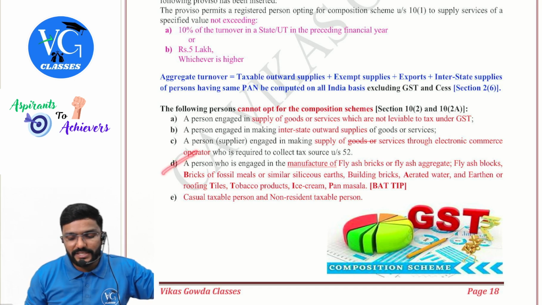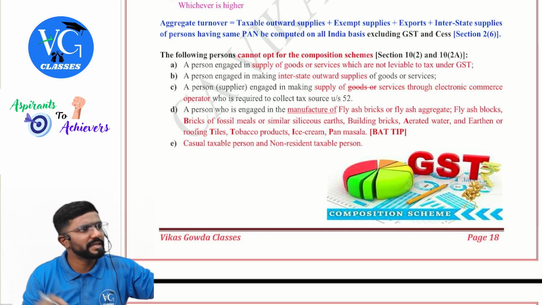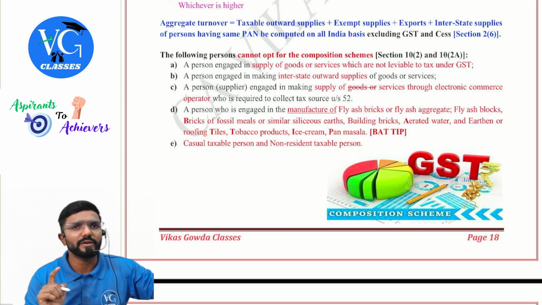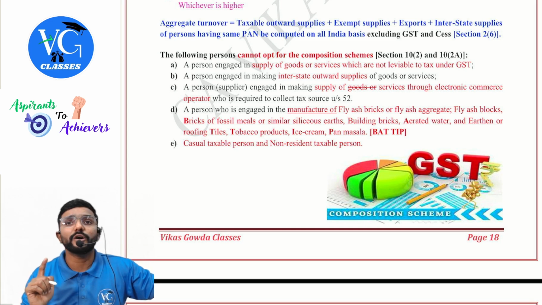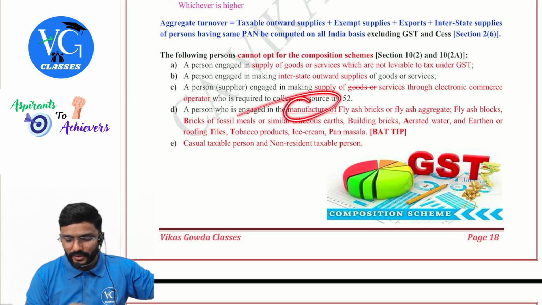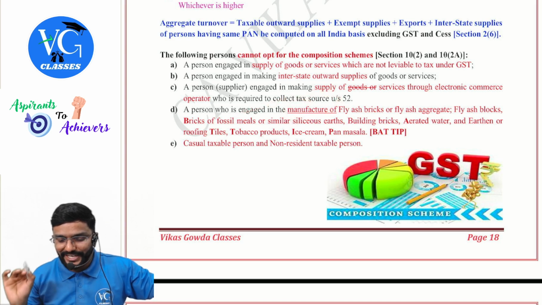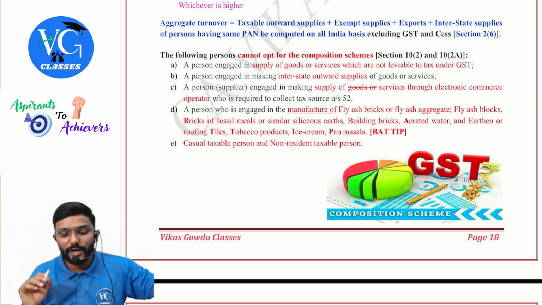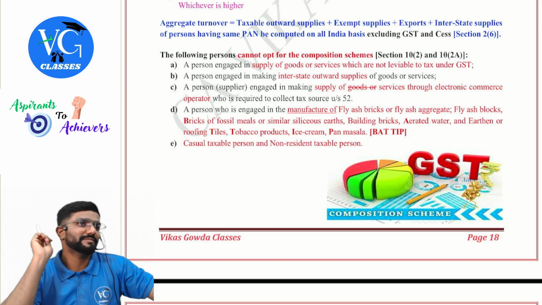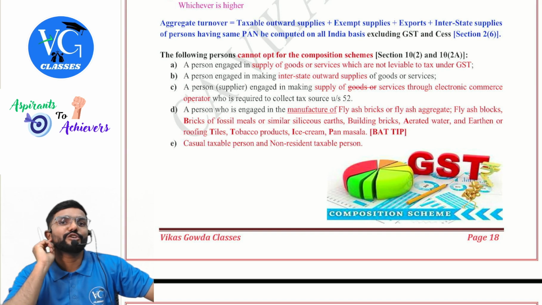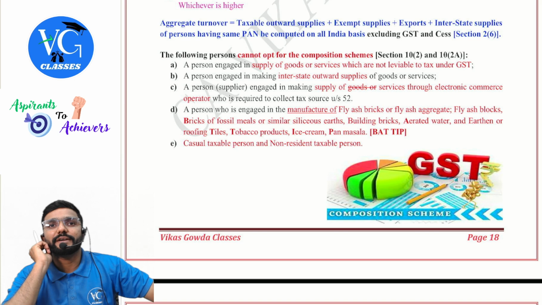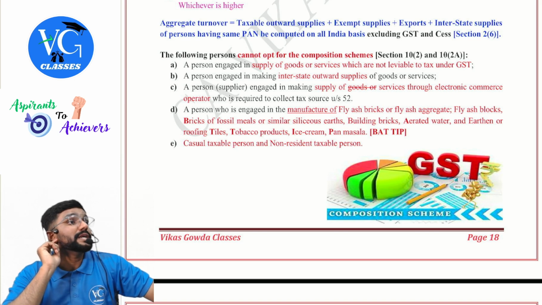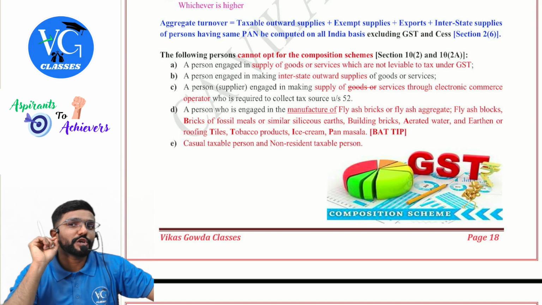Next, a person who is engaged in the manufacture of BATTIP. What is that BATTIP, sir? Manufacture of fly ash bricks or fly ash aggregate or fly ash blocks, bricks of fossil meals or similar siliceous earths, building bricks, aerated water, earthen or roofing tiles, tobacco products, ice cream, pan masala. If you are a manufacturer of all this, sir, what if I'm a trader? You are eligible. If you are a manufacturer, not eligible.